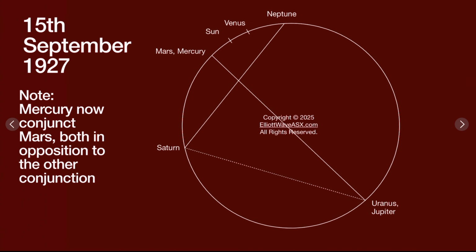Now looking at a schematic of the 15th of September 1927 for the second high, Mercury is now conjunct with Mars, with them opposite the Uranus-Jupiter conjunction. Mercury has yet again timed another high.